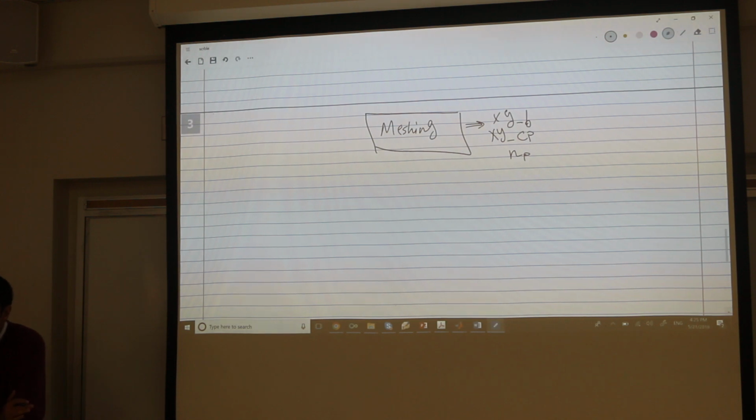Yes, Anshul? In your meshing, when you superimpose the panels, how do you account for the change in the camber? Like with the slope? Yeah, this is a very good question. So I'll come to it in a minute.